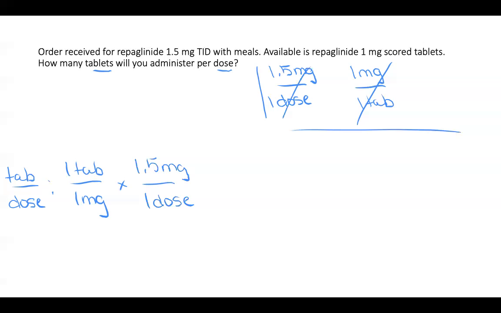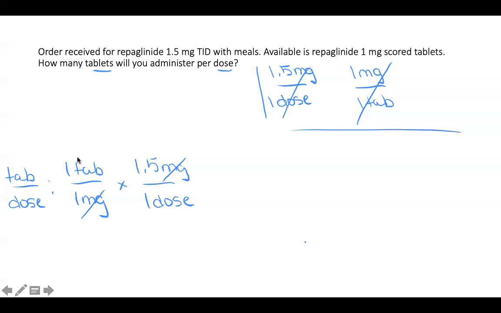We're going to cancel out like units of measure. If the unit of measure is in the numerator and the denominator, we can cancel it out. So I'm going to cancel out milligrams. And then I'm going to check and see what units of measure I'm left with. And this is my check.